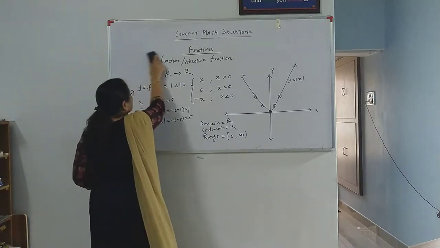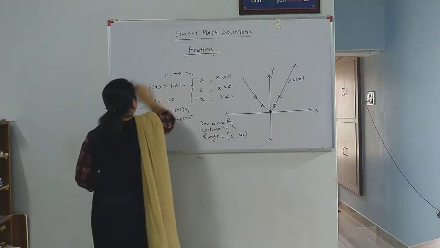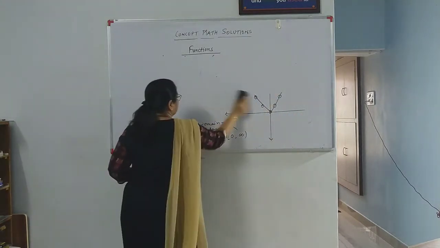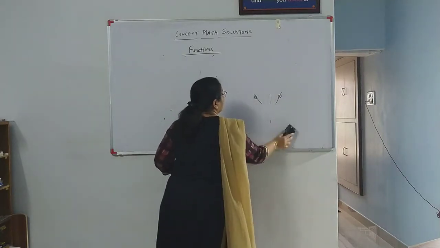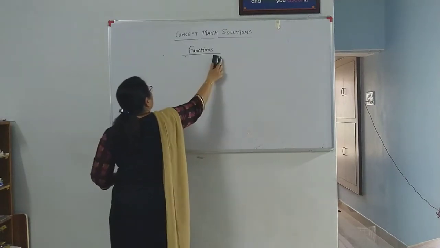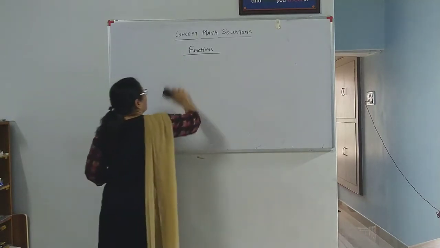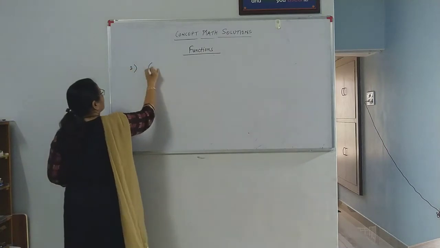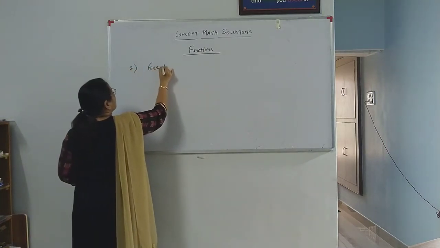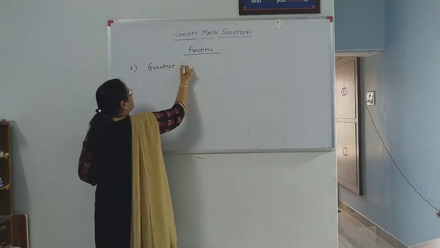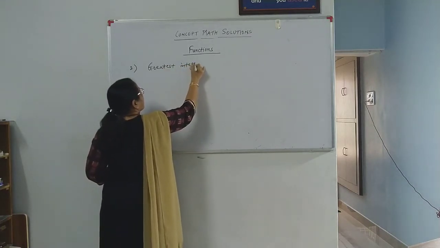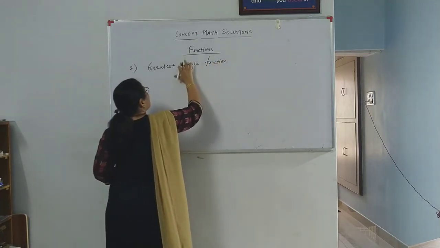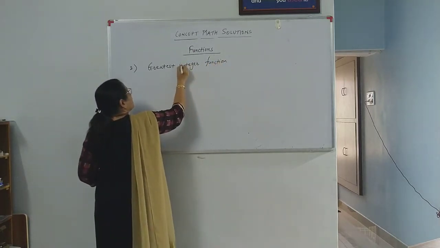I am planning to discuss one more kind of function, which is called the greatest integer function. As the words say, greatest integer. So, the second function which we are going to discuss is the greatest integer function. It's also called the box function.